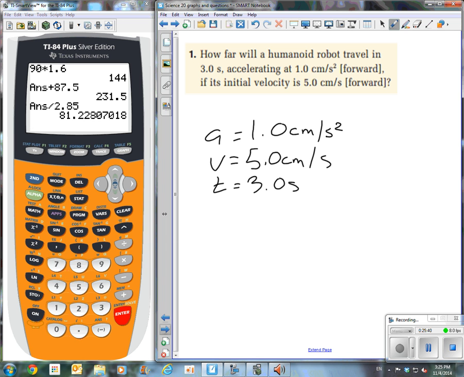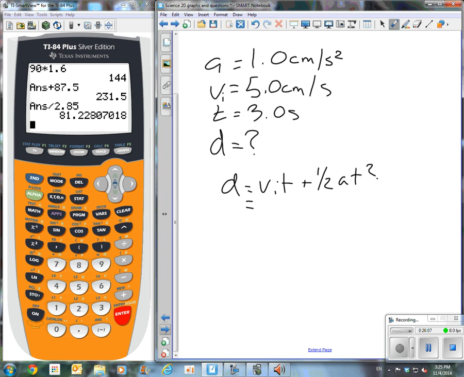The question is asking how far will the robot travel, that's a displacement. And it also says initial velocity, so that's VI. So I'm looking for a formula that has acceleration, initial velocity, time, and displacement in it. And I would find the formula D equals VIT plus a half AT squared. So I'm going to just keep everything because they're all in centimeters per second.